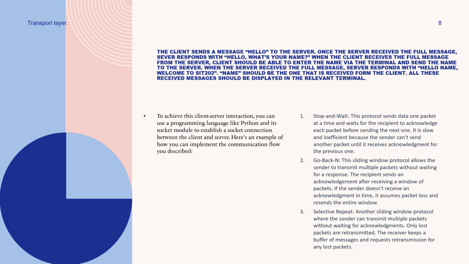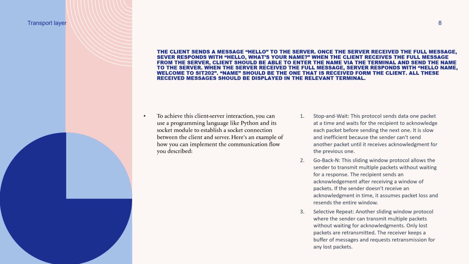Acknowledge after receiving a window of the packet. If the sender does not receive an acknowledgement in time, it assumes the packet is lost and thus resends the entire window. Selective repeat, another sliding window protocol where the sender can transmit multiple packets without waiting for the acknowledgement.